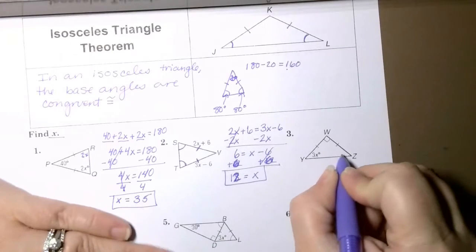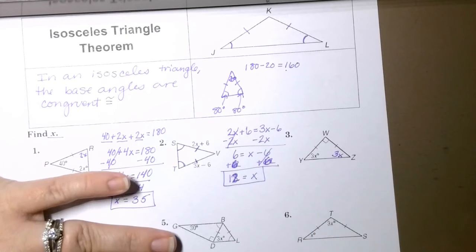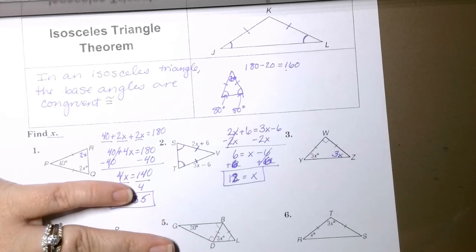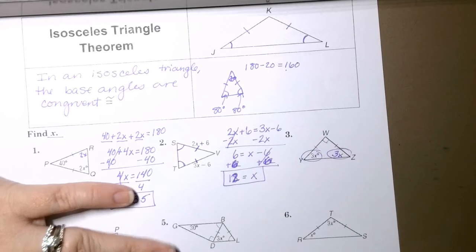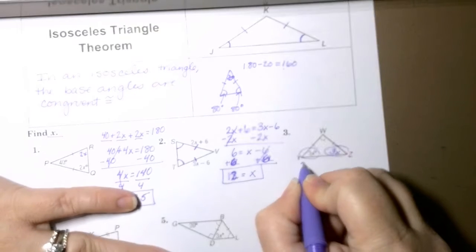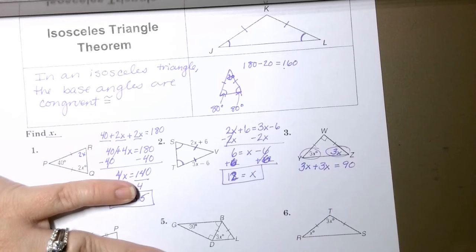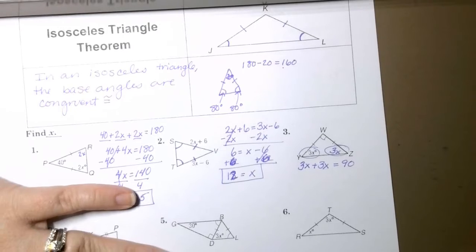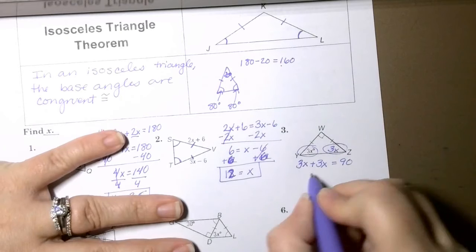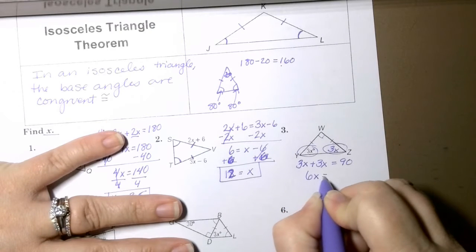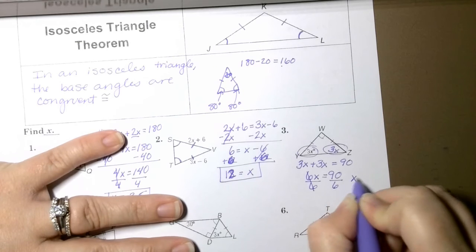Okay, so I think, what can I label this angle as? If we remember from the other day, we had a theorem about right triangles, didn't we? If I have a right triangle, what do I know about the other two angles? They equal 90. So I can say 3x plus 3x equals 90. Or I could do 3x plus 90 equals 180. That's the alternative. Either way, you get 6x equals 90. Divide by 6, and x equals 15.